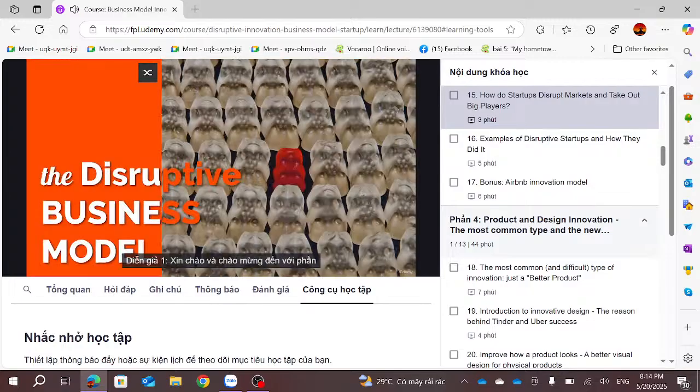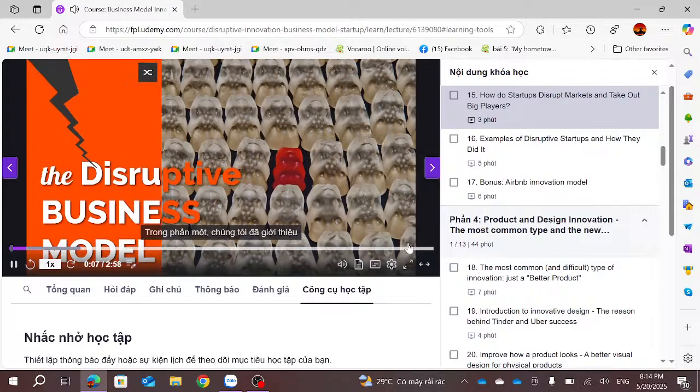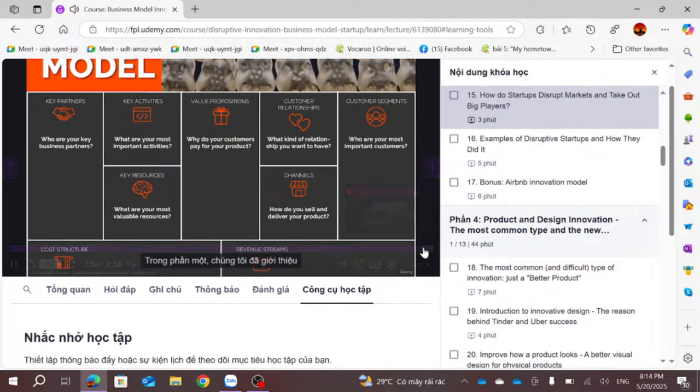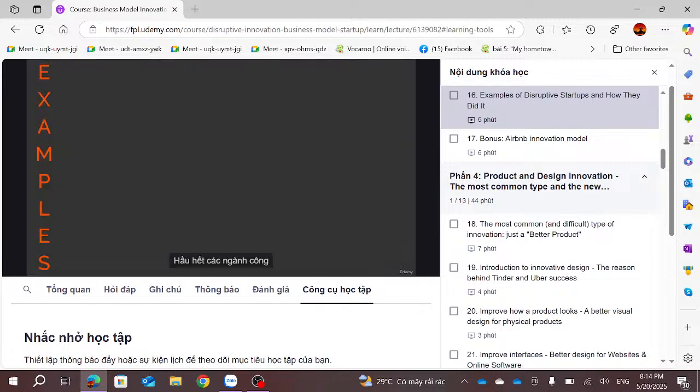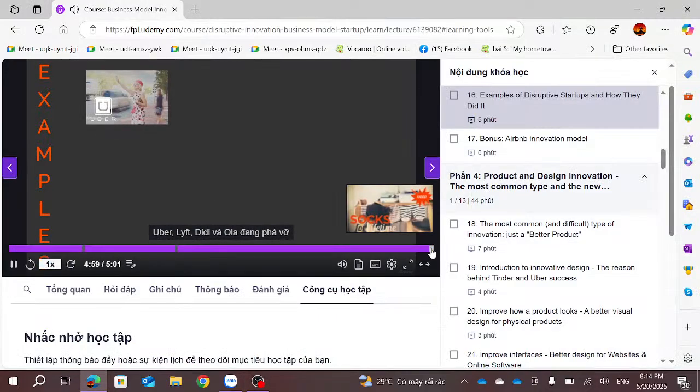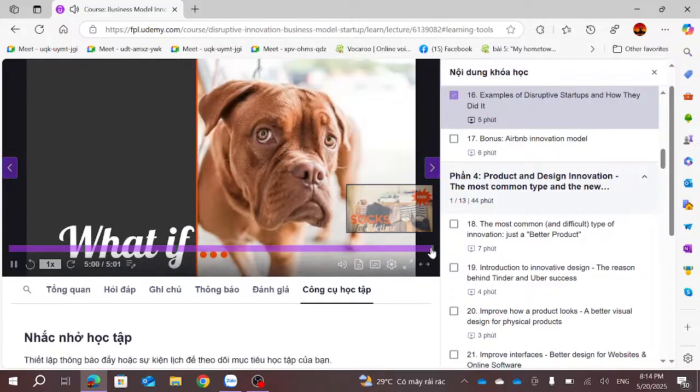Hi and welcome to the second part of this course. This is where stuff gets really exciting and it will become better and better. In part 1, we introduced... Most of the industries are now being disrupted by technology. Uber, Lyft, Didi, and Ola are disrupting the industry. Let's go.